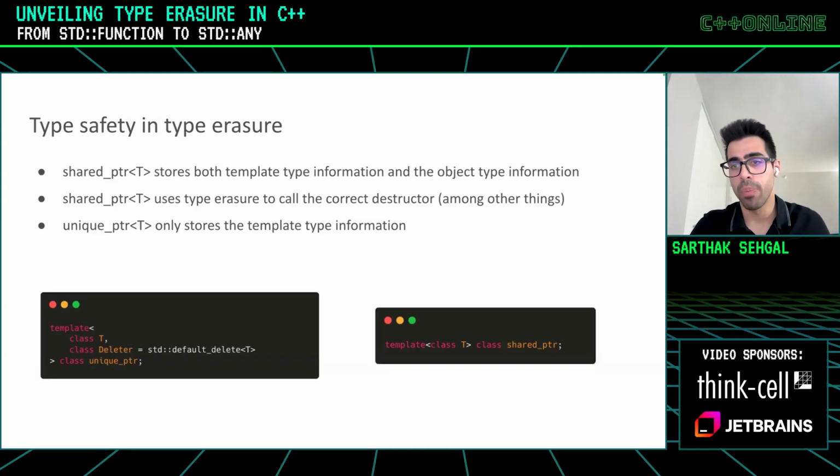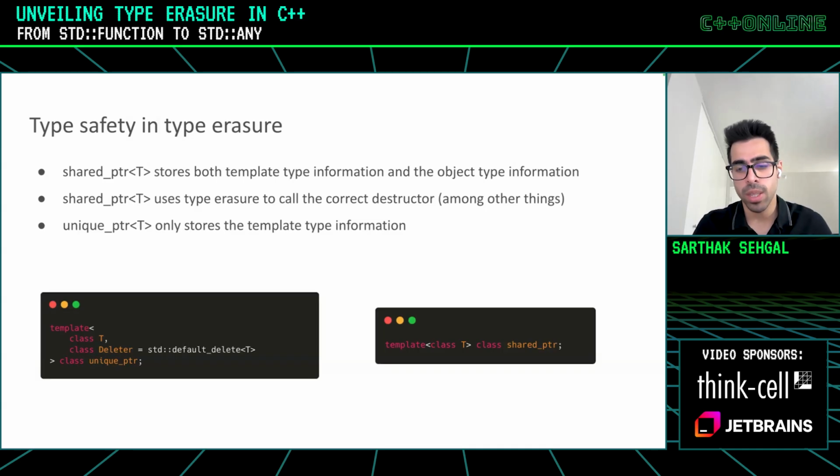So let's start off with a shared pointer implementation. Let's borrow the concepts that we learned previously from the stored function implementation and try to come up with an implementation where we're able to store both the template type being passed, which is simple to store because it's a template type parameter and we already know that type T, but also store the object type being passed.